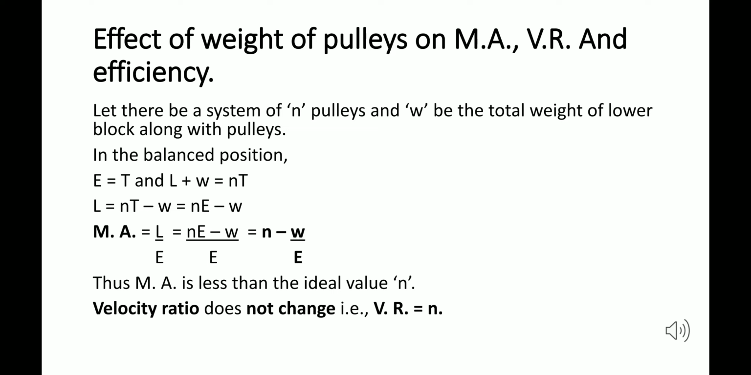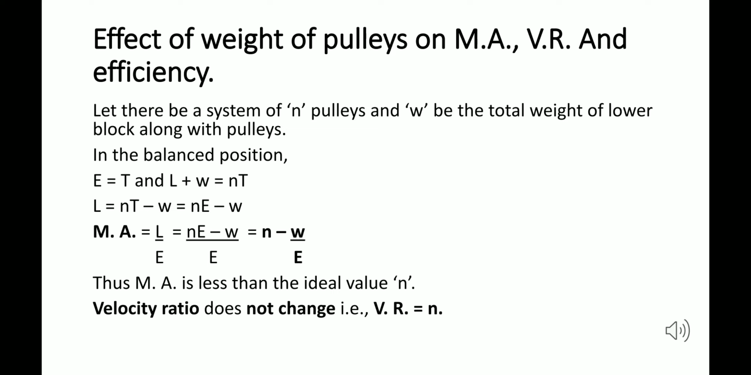Now mechanical advantage is equal to load upon effort. So NE minus W upon E. So it comes as N minus W by E. Now here you can see, just because of the weight of the pulleys, the mechanical advantage is reduced from N to N minus W by E. So the reducing part is W by E. So mechanical advantage reduces by W by E. Hence, mechanical advantage is less than the ideal value of N.